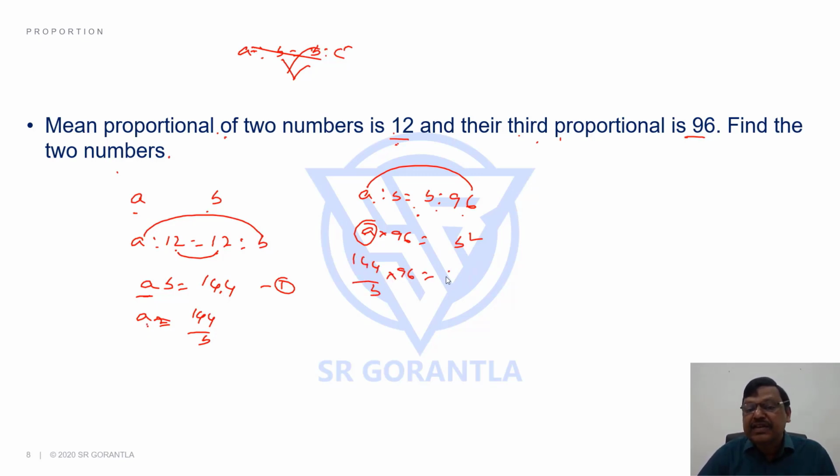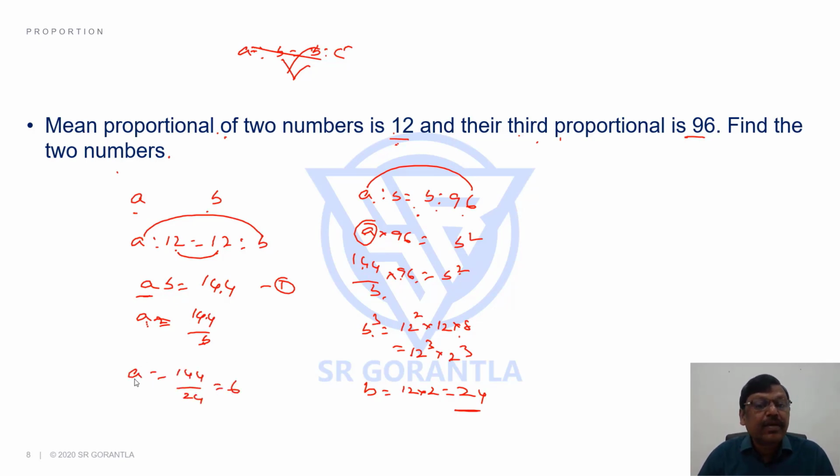144 by B into 96 equals B square. B square goes other side, B cube equals, this is 12 square into 96, this is 12 into 8. This is nothing but 12 cube into 8 is 2 cube. B cube equals 12 cube into 2 cube means B is equal to 12 into 2, 24. Once B is 24, we said A is equal to 144 by B. A value is 144 by 24, 6. So hence, the two numbers are 6 and 24. This is the answer. So these are few questions on proportion concepts.